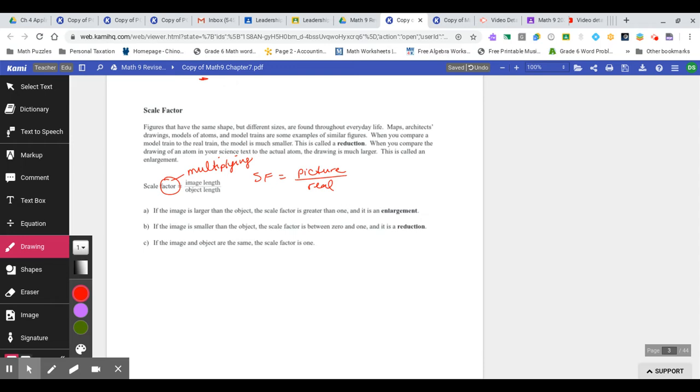When you see that word, you should be thinking about multiplying. So if I told you the scale factor of something, you would multiply by that scale factor to use it. You can find the scale factor by taking the length of the picture or the image that you've created and dividing it by what it once was, the original, the real, or the actual object. Picture over real. If the image is larger than the object, then you have an enlargement. If it's smaller, you have a reduction. And of course, if the scale factor was just 1, you multiplied everything by 1, it would be the same. The image and the object would be the same.